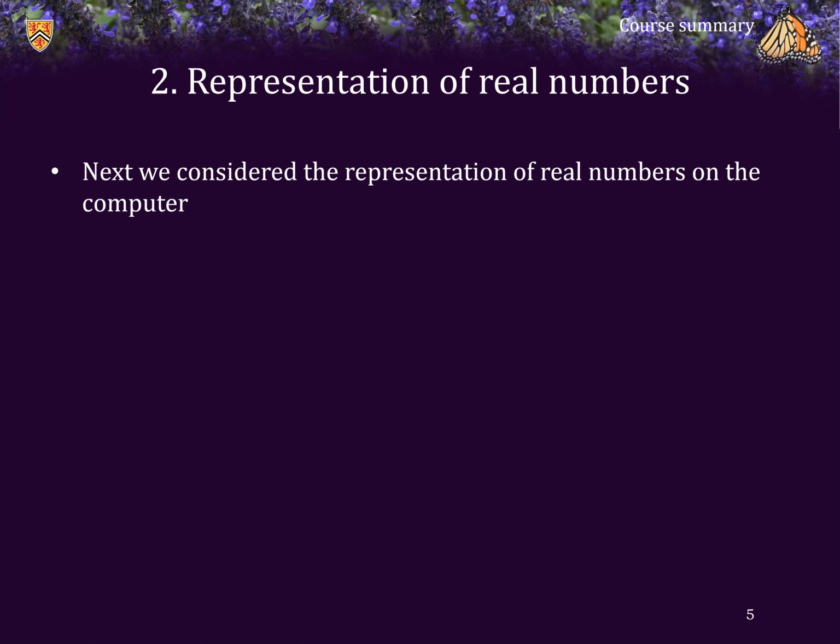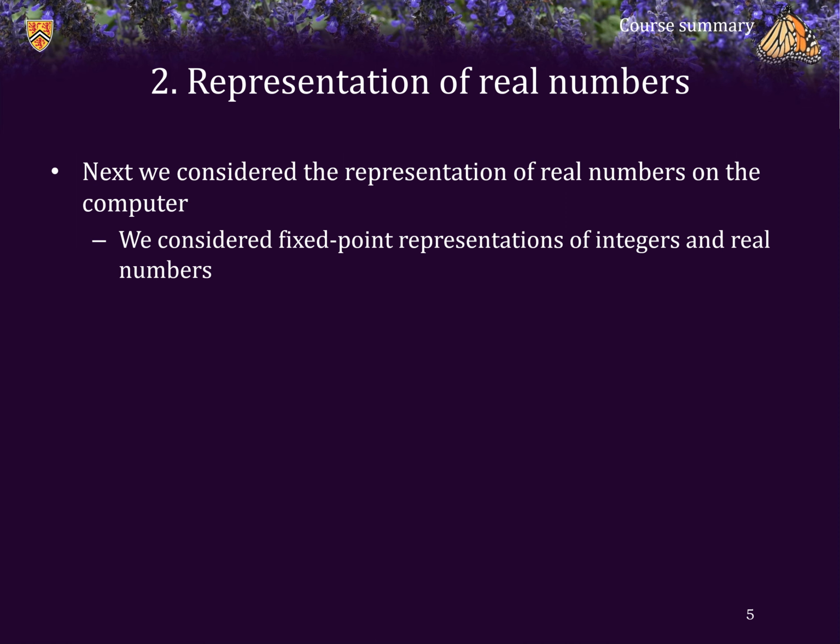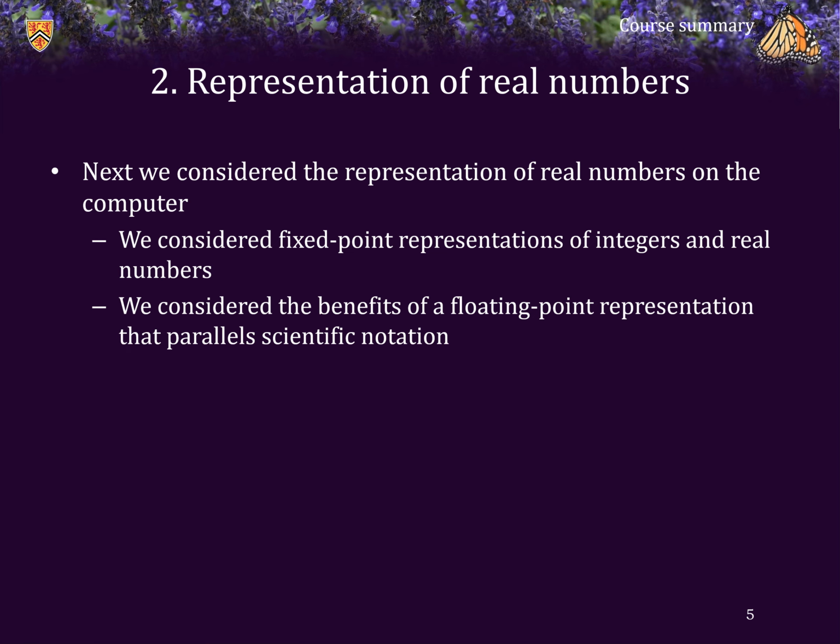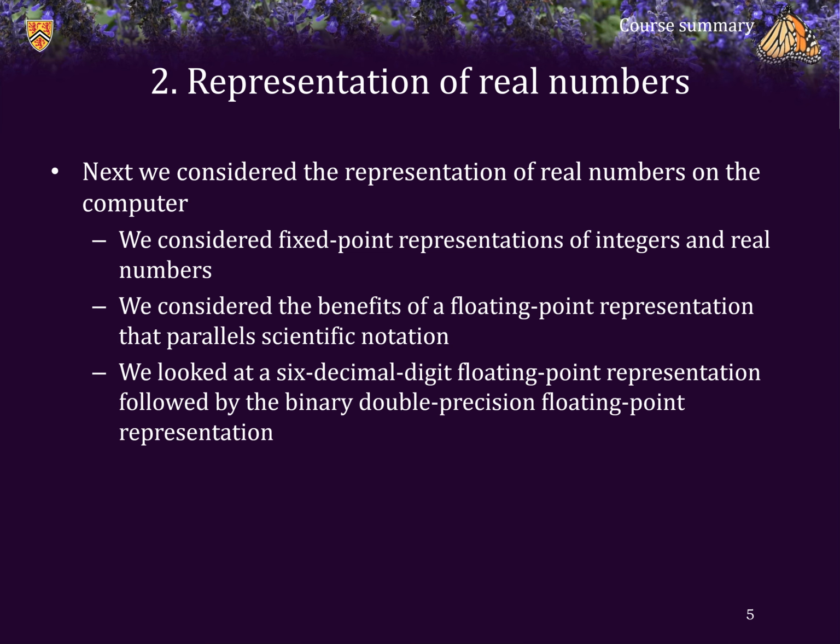Next, we considered the representation of real numbers on the computer. We considered fixed point representations of integers and real numbers. We then considered the benefits of floating point representations, which parallels scientific notation, storing a sign, a first digit or bit, the significand, and of course the mantissa, as well as an exponent. We looked at a 6 decimal digit floating point representation, which was followed by a binary double precision floating point representation, which is used in computers today.